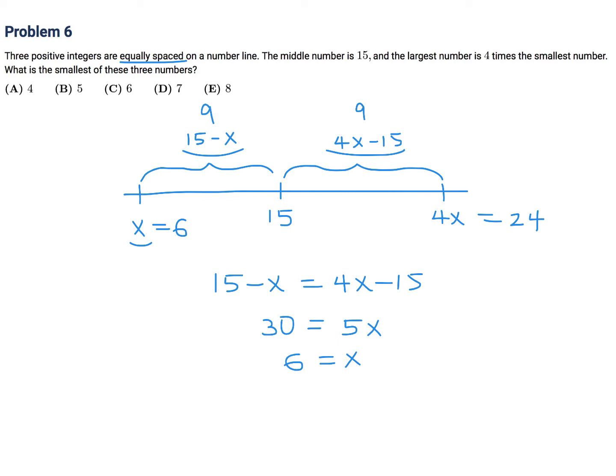So what do they want? What is the smallest of these numbers? Well, the smallest of these numbers is 6. So the answer for number 6 is 6. And that is choice C.